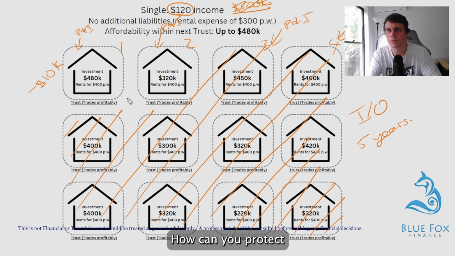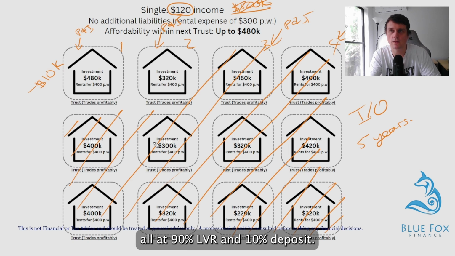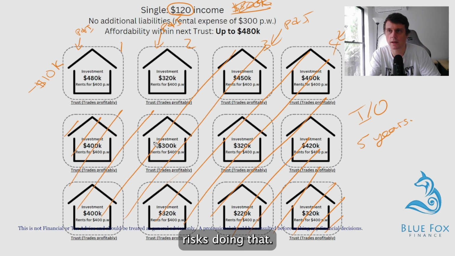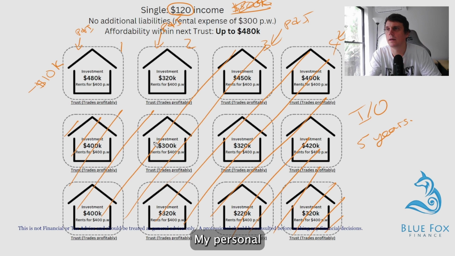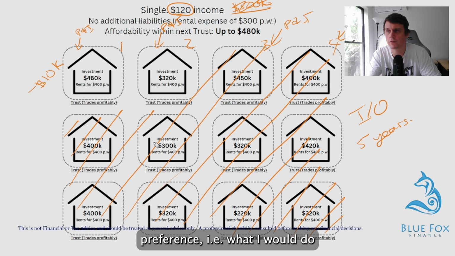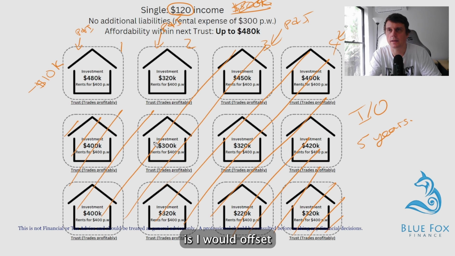How can you protect yourself from this? This, again, is risk reward. Some people will want to buy 10 properties all at 90% LVR, i.e. 10% deposit, gear up as soon as they can. There's obviously risks doing that. Other people might want to be a lot more conservative. My personal preference, i.e. what I would do if this was me, is I would offset both income and equity in each of the properties.